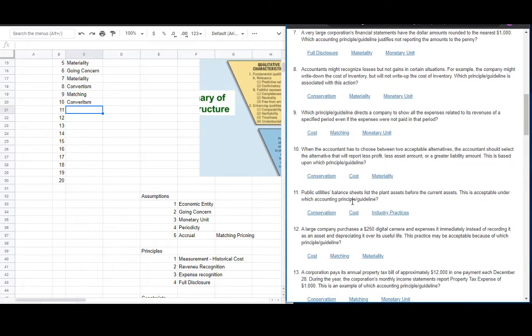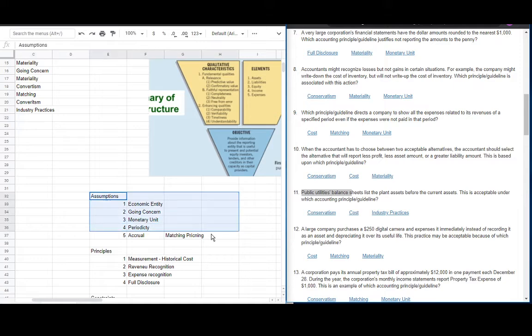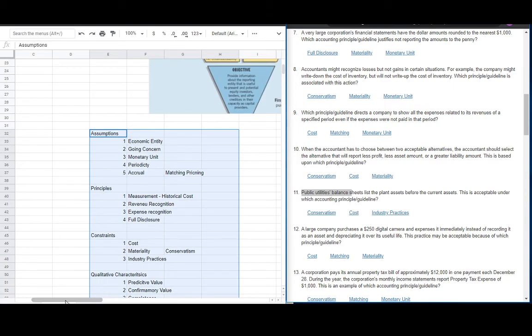And so number 11, a public utilities balance sheet lists plant assets before the current assets. This is acceptable under which accounting principle or guideline? It is the industry practices. So ano yung parang kakaiba dito? Kasi yung plant assets are buildings or equipment. And it is normally reported as non-current assets or long-term assets. Pero bakit siya acceptable? Because of industries. Di ba? So, pwede natin siya i-break. Yung mga rule dito, we can break it depends on the nature of the business.